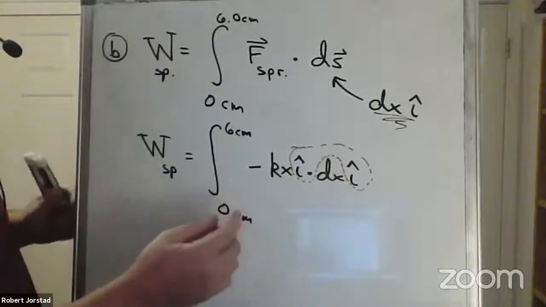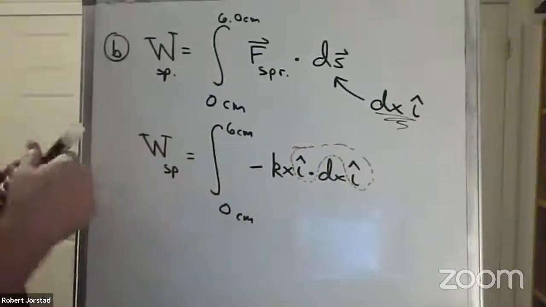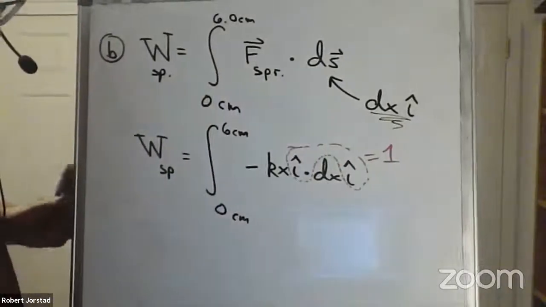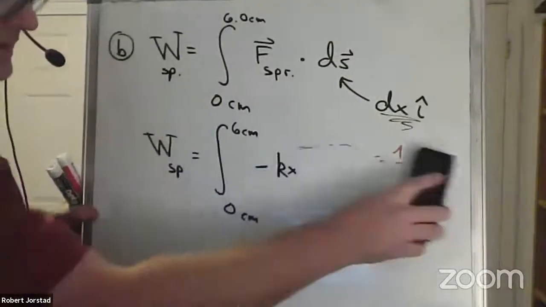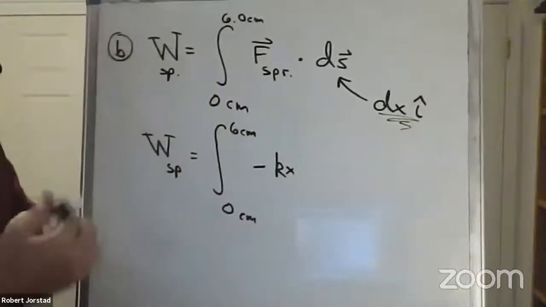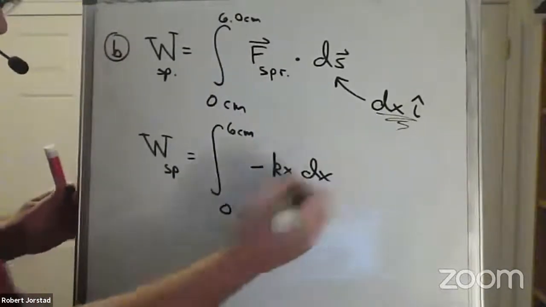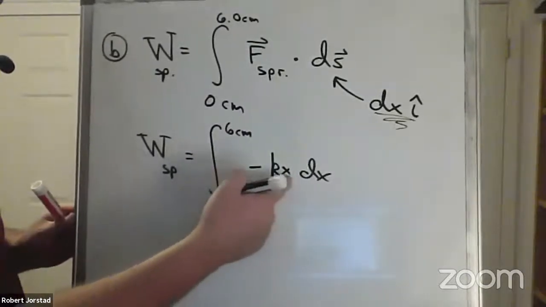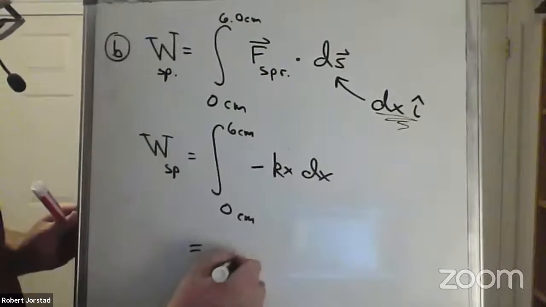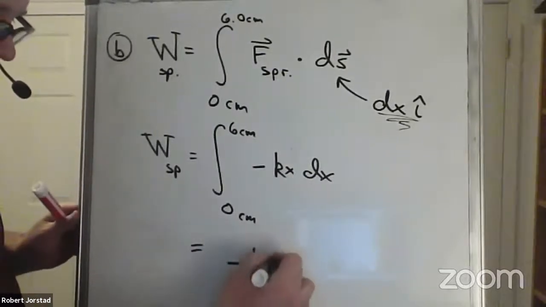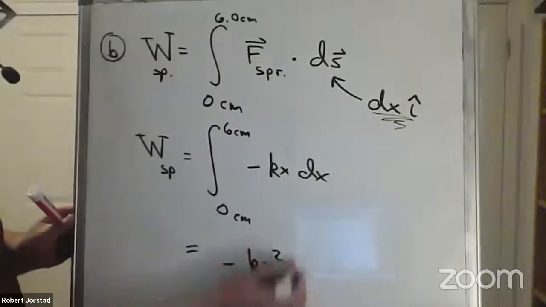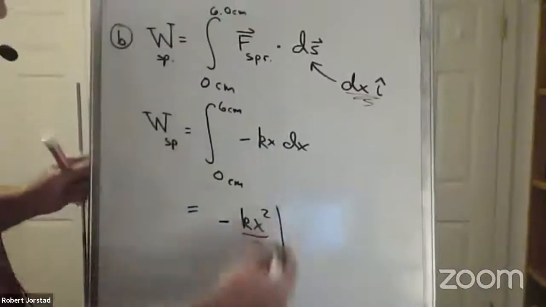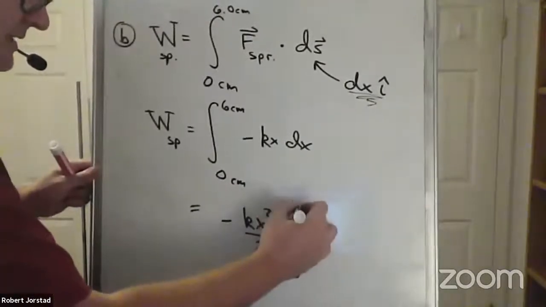Anyways, all right. So let's just take this and set this equal to 1. So that gets rid of that, and I can rewrite this as just dx now. So when I integrate this, I get negative k x squared over 2, I believe, evaluated at 0 and 6.